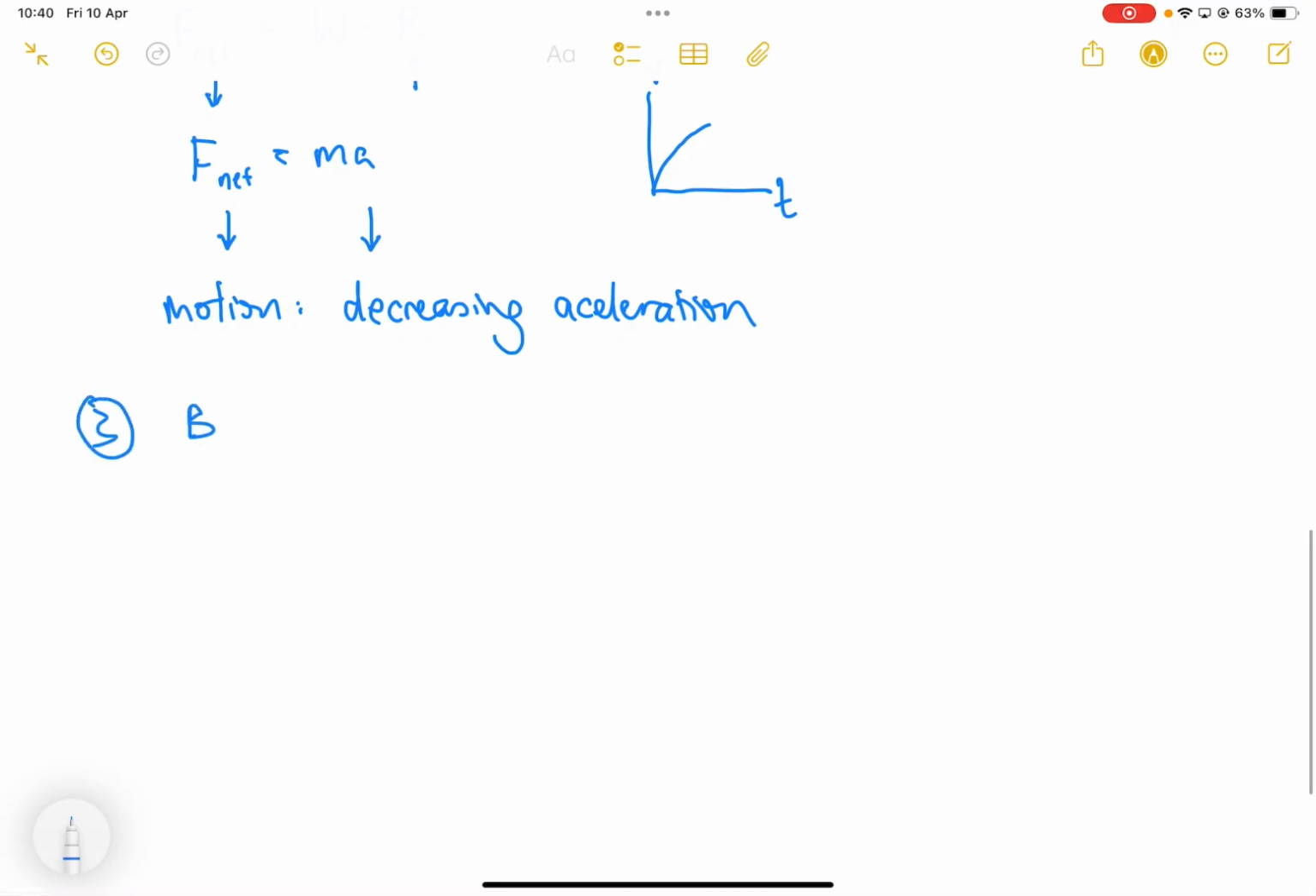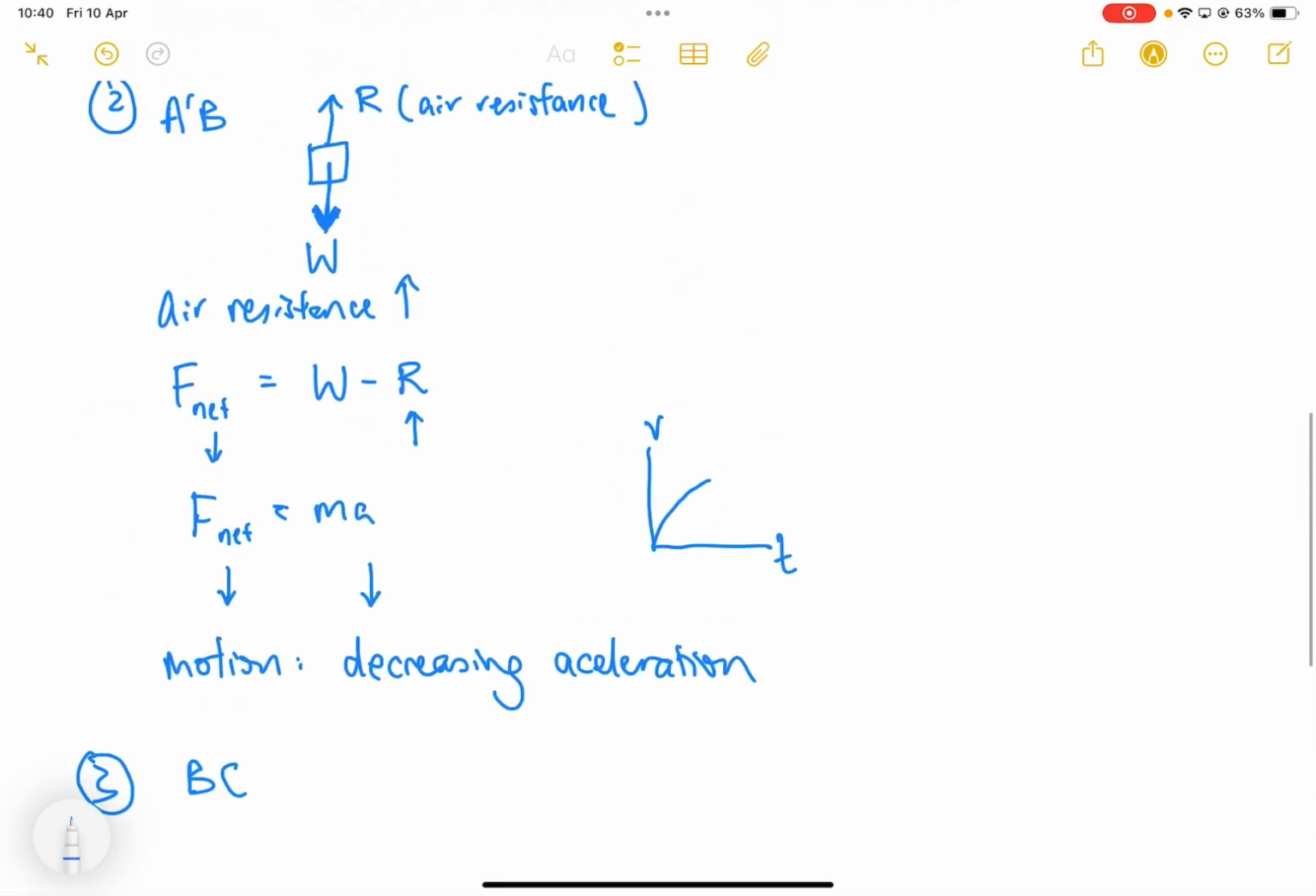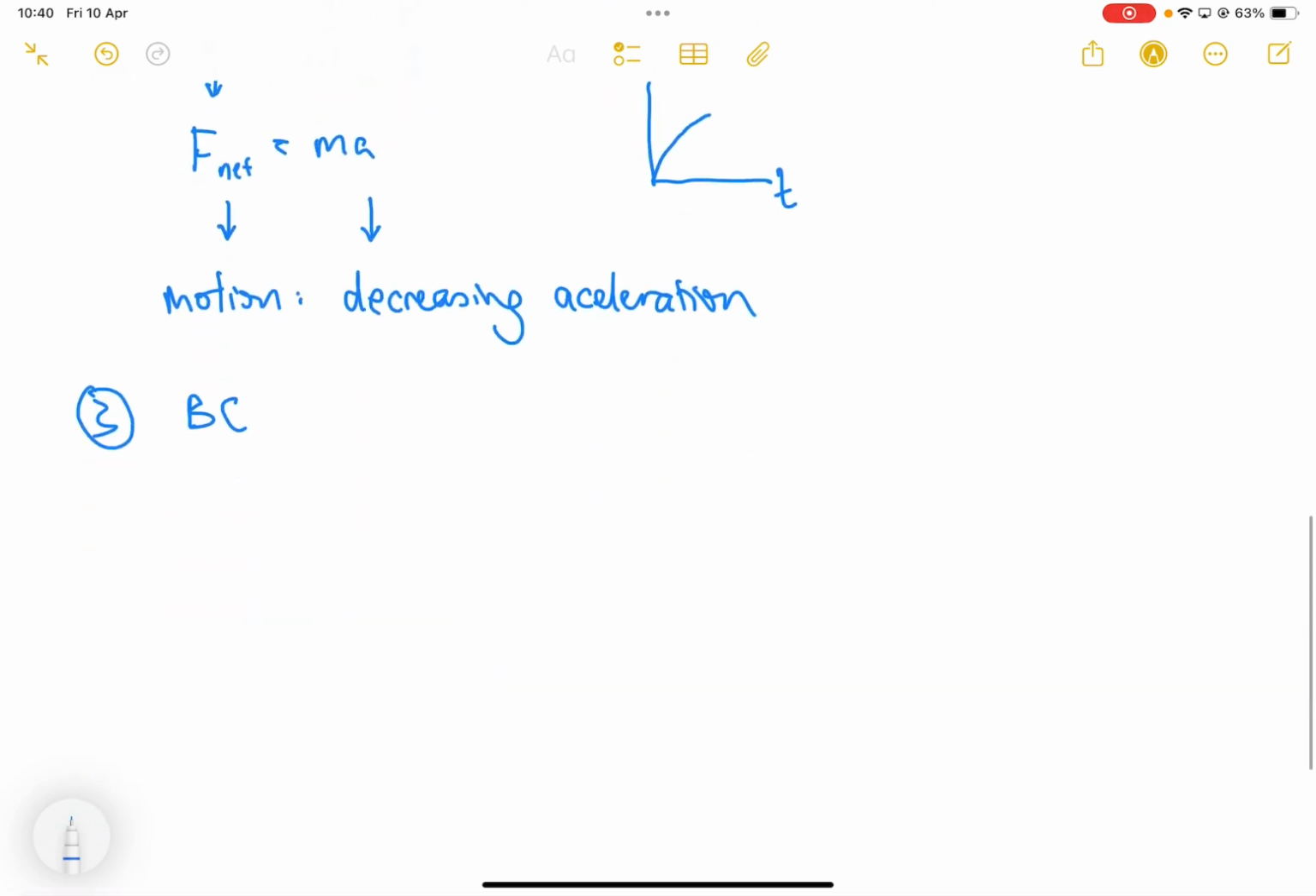From B to C. What's happening from B to C? Can anyone guess? Constant speed, very good. Why is there constant speed? Very good. The air resistance is now equal to the weight. So what happens to the resultant force?